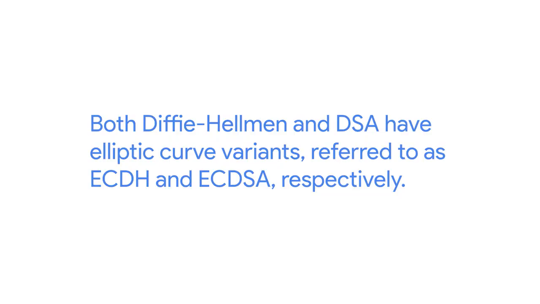The benefit of elliptic curve-based encryption systems is that they're able to achieve security similar to traditional public key systems with smaller key sizes. So, for example, a 256-bit elliptic curve key would be comparable to a 3072-bit RSA key. This is really beneficial since it reduces the amount of data needed to be stored and transmitted when dealing with keys. Both Diffie-Hellman and DSA have elliptic curve variants, referred to as ECDH and ECDSA, respectively.